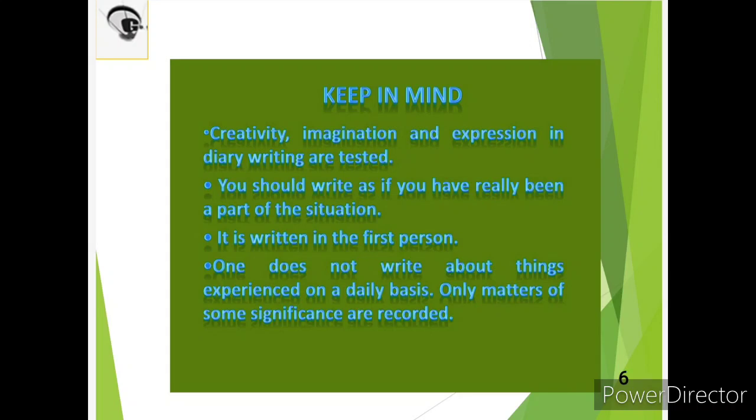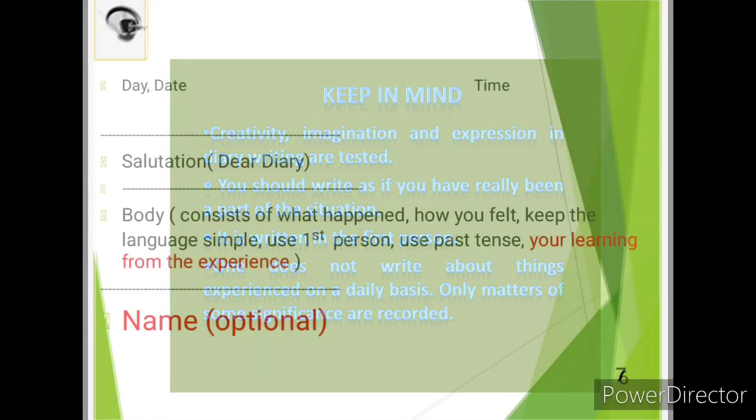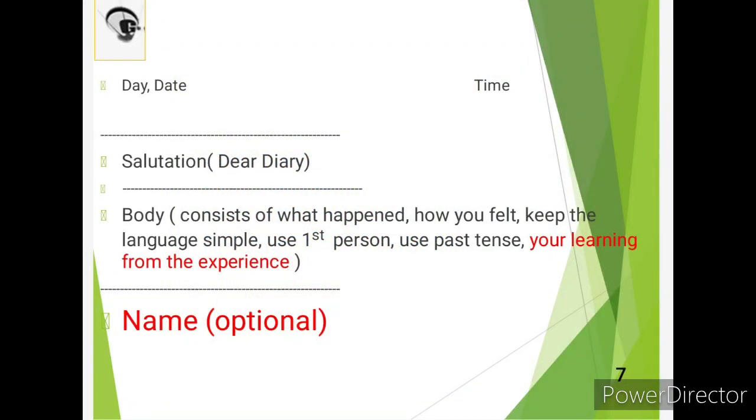One does not write about things experienced on a daily basis. Only matters of some significance are recorded. I mean, when you feel like writing something on a piece of paper, only then write. It's not a necessity to make a diary entry on a daily basis.